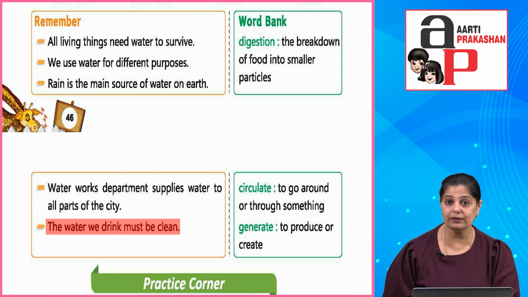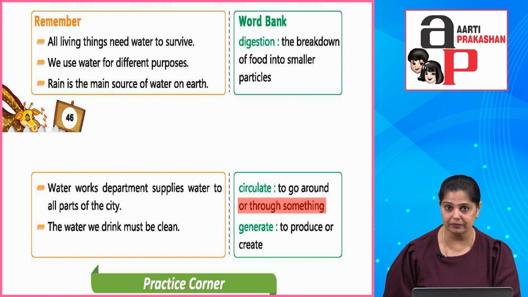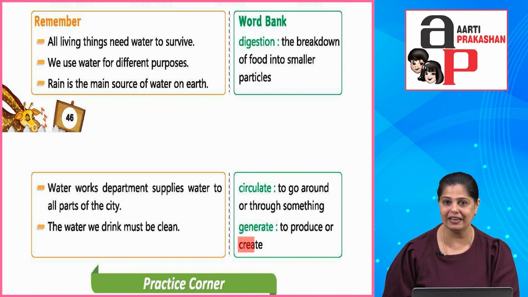Okay, now let's look at the words in the word bank. Digestion. The breakdown of food into smaller particles is called digestion. Circulate means to go around or through something. Okay. Generate means to produce or create.